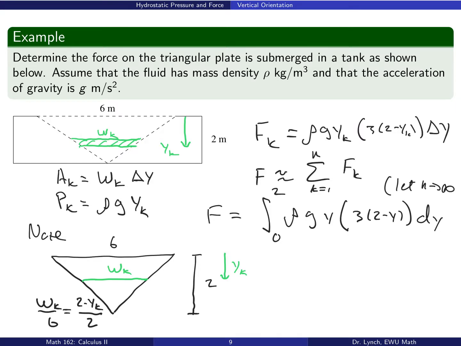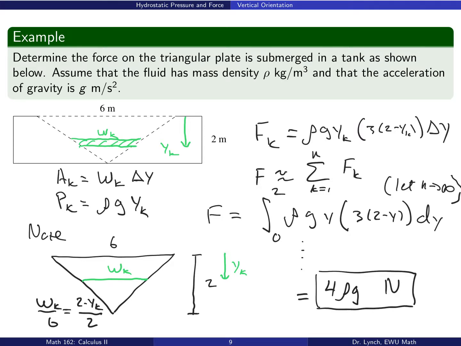If you want to approximate the force, add up all these bits of force and let n go to infinity, and we recognize the Riemann sum here. It's the integral from 0 to 2 of rho g y times the quantity 3 times (2 minus y) dy. I won't go through the details of the integral in all of its glory, but at the end of the day, what you end up with here is 4 rho g newtons. So that's the force on this triangular plate.